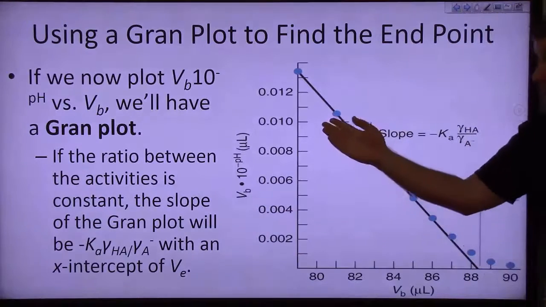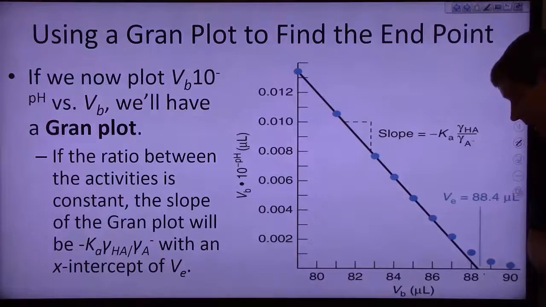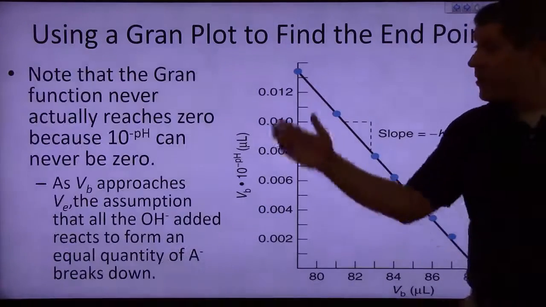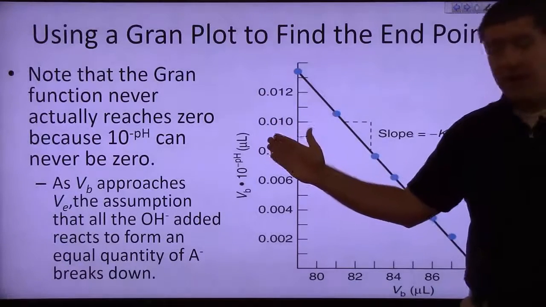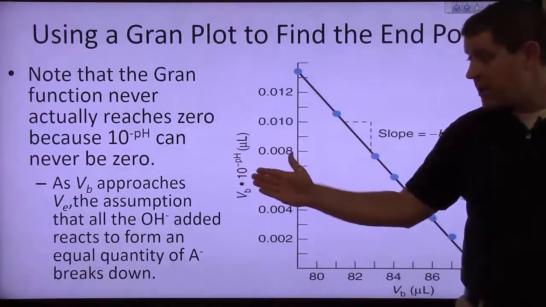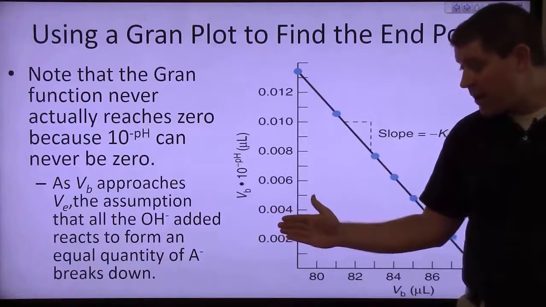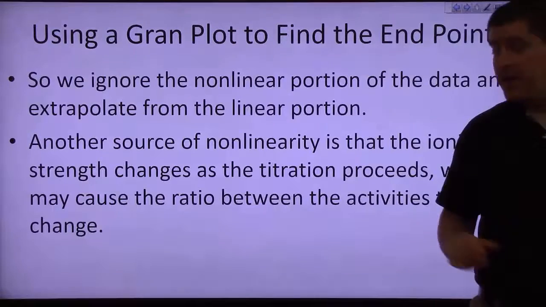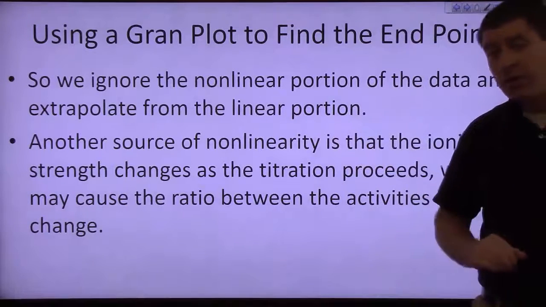And in this case, you can see that as that line comes down, we have an x-intercept at a volume of 88.4 microliters. Now, note that the Gran function never actually reaches 0 because 10 to the minus pH can never actually be 0. That is, as VB approaches VE, then our assumption that all of our hydroxide added reacts to form an equal quantity of A minus begins to break down. And that means that we ignore the nonlinear portion of the data and extrapolate from the linear portion.